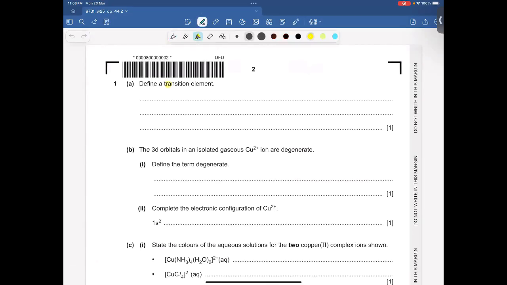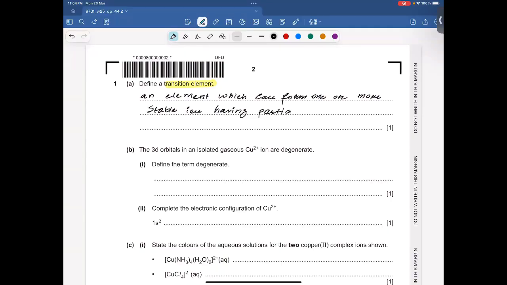Question 1. Define transition element. An element which can form one or more stable ions having partially filled d orbitals is called a transition element. Okay.